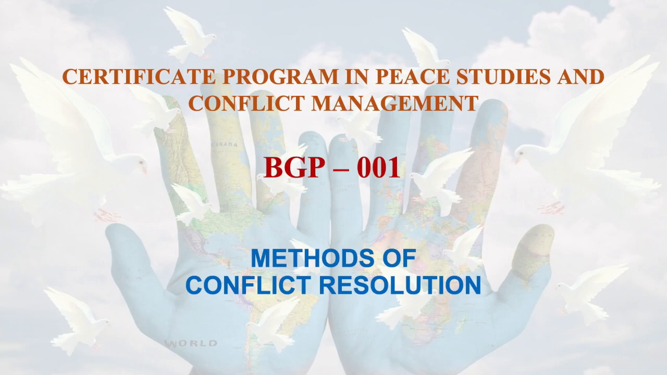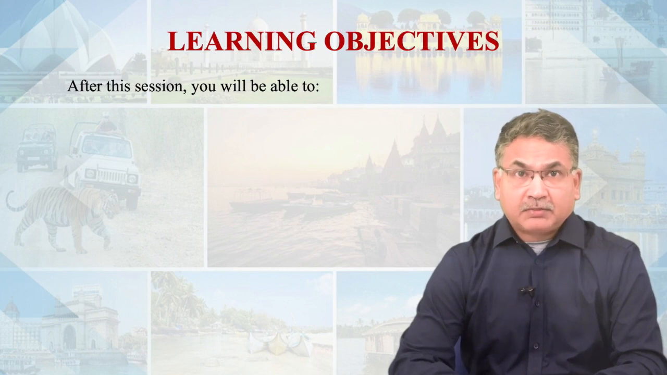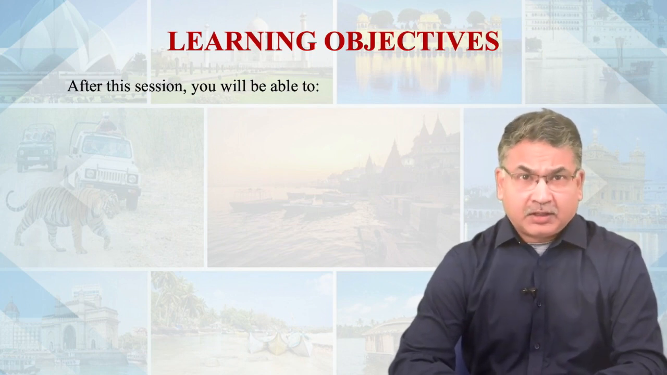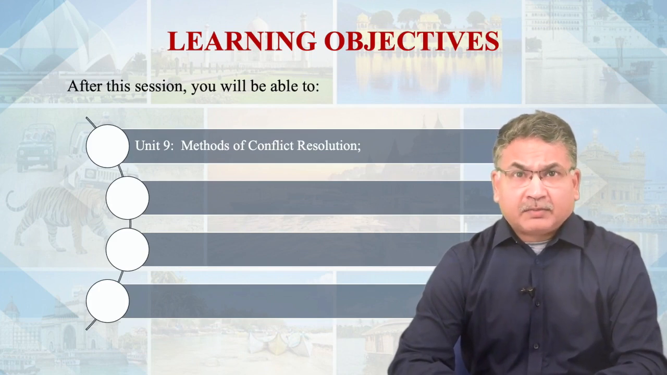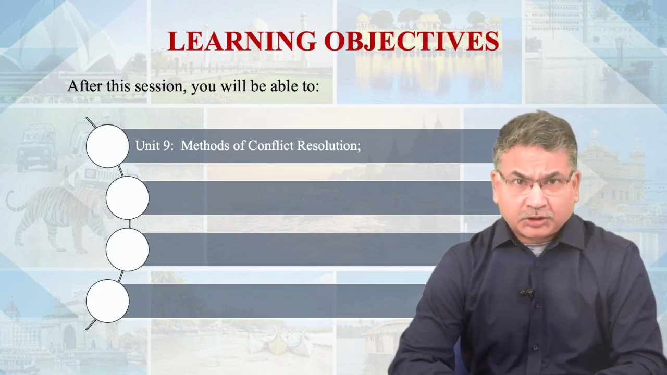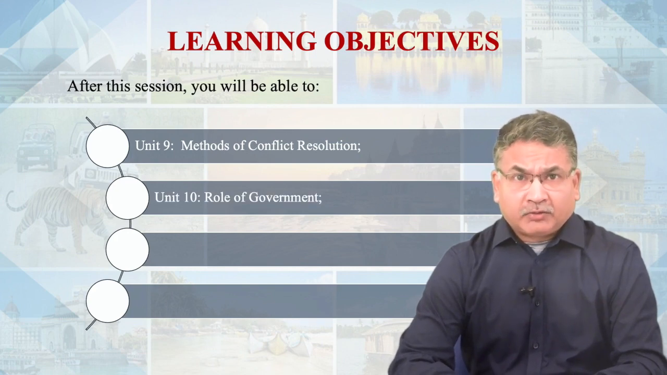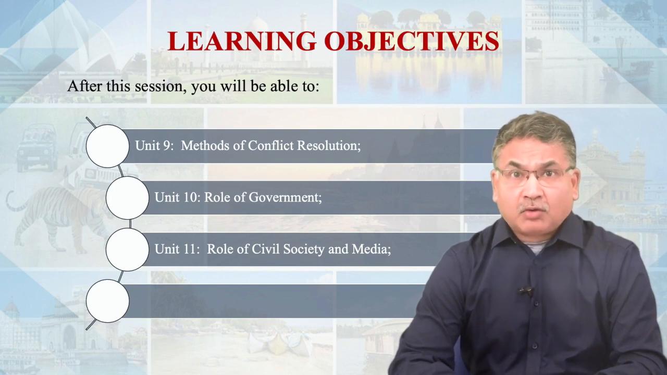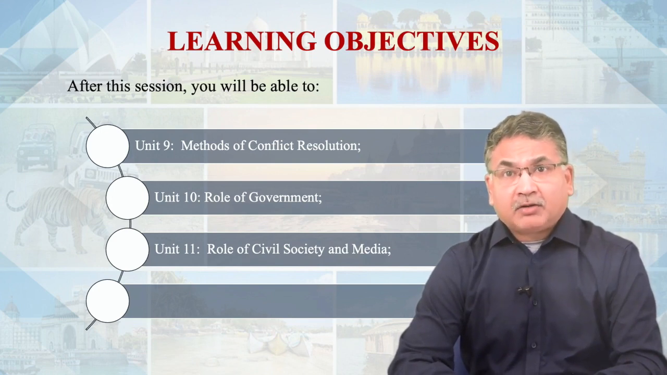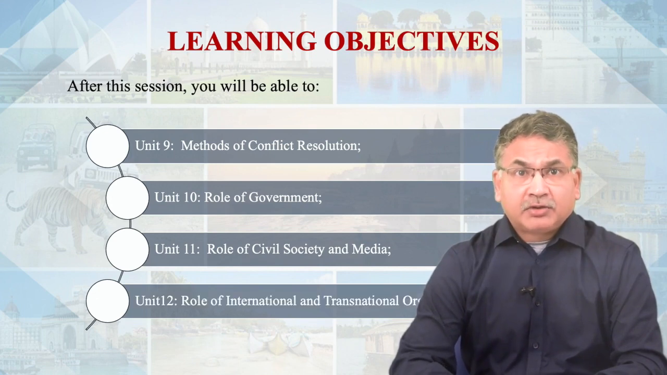Today we will be discussing block number 3, which is on conflict management. In block number 3 of the BGP 001 course, we have 4 units. Unit number 9 deals with different methods of conflict resolution. Unit number 10 looks into what kind of role the government plays in conflict resolution. Unit 11 deals with the role of civil society and media in conflict resolution. And finally, unit number 12 is about the role of international and transnational organizations in conflict resolution.